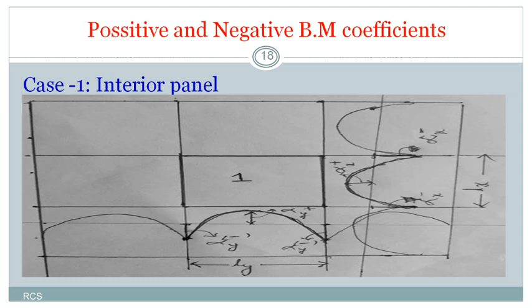So let us take the first case. I will take an interior panel. So what is the interior panel? That is continuous along all four directions. Say our example number 1 is an interior panel, and this interior panel is subjected to UDL throughout.